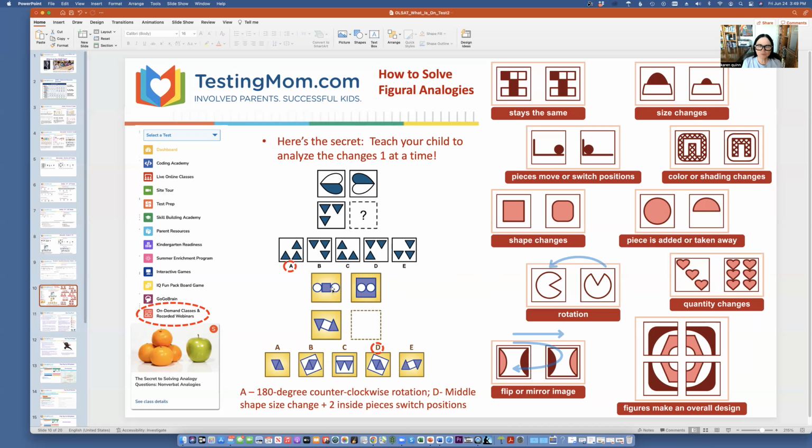Now this one has 2 changes, because what happens is the shape in the middle gets bigger, and then the 2 outside pieces go inside and they move together. So for this, on the bottom, we need the middle shape to get bigger, and we need the 2 inside to come together. So D is the answer.